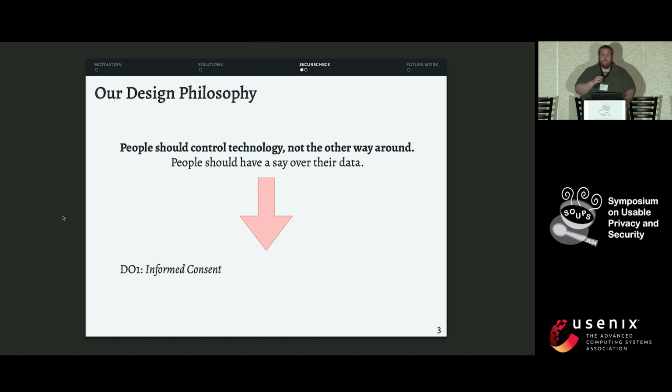The first is informed consent. We want data owners to be able to know what data is used and how it's used in verification events. We want people to be able to opt in and opt out of these events. And then transparency. We want data owners to see where this data is being used and how it's being used.